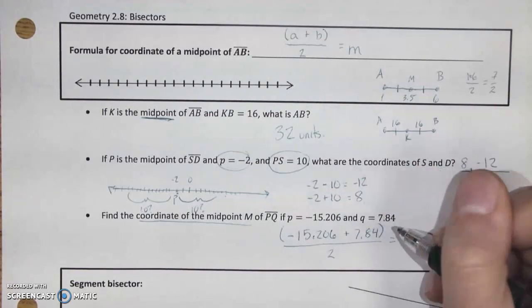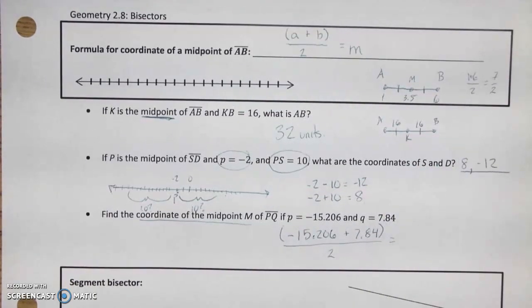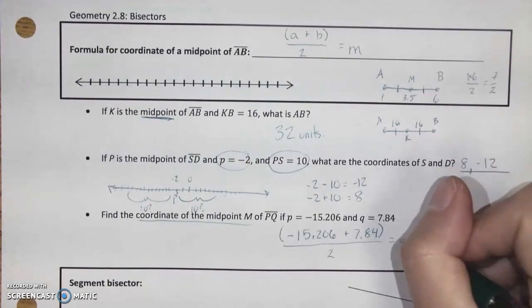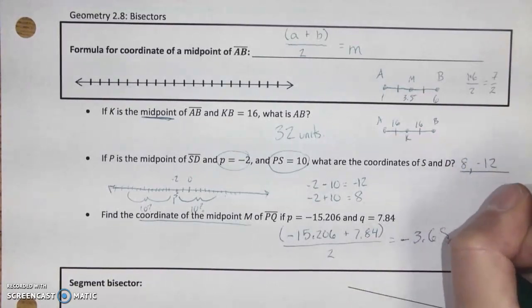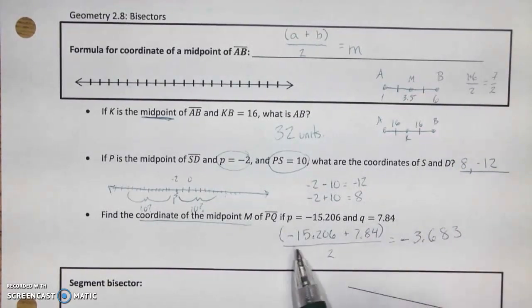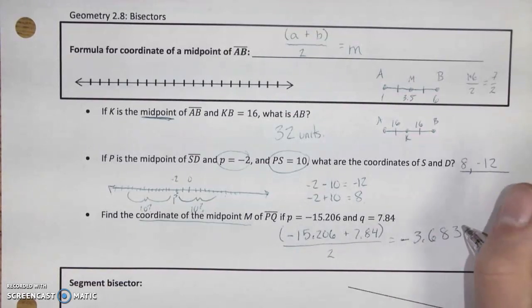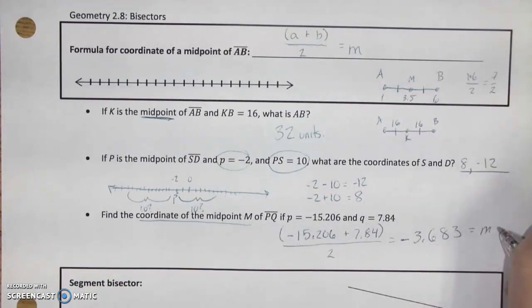Please don't forget, if you are doing this on your calculator, you will need parentheses around the top of the fraction because that's considered like hidden brackets or hidden parentheses. Go ahead and type that in. You should have an answer of -3.683, which would be the midway point between these 2, or the coordinate M.